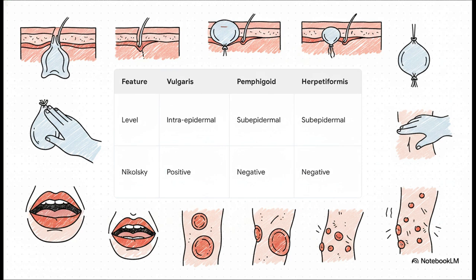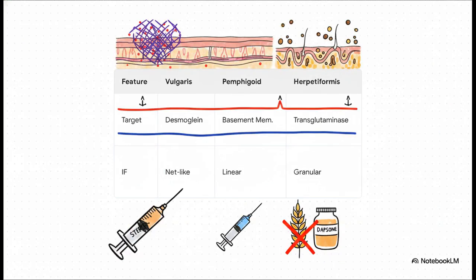Clinically, pemphigoid shows up as large bullae on red plaques in the elderly, whereas dermatitis herpetiformis gives you those intensely itchy grouped excoriations, primarily on the extensor surfaces. Taking our synthesis a step further, this table maps specific autoantibody targets to their unique immunofluorescence patterns, the molecular fingerprints of these diseases. Pemphigus targets desmoglein, generating a net-like IgG pattern, and requires high-dose systemic steroids.